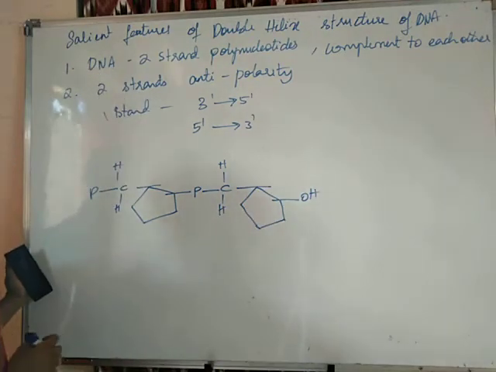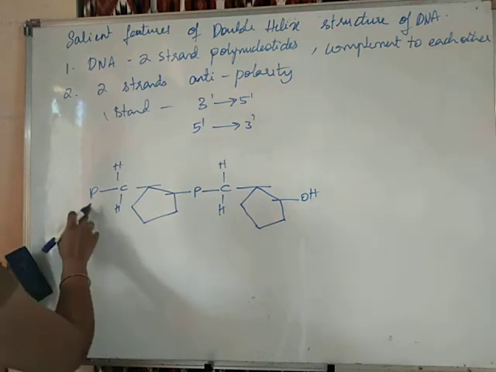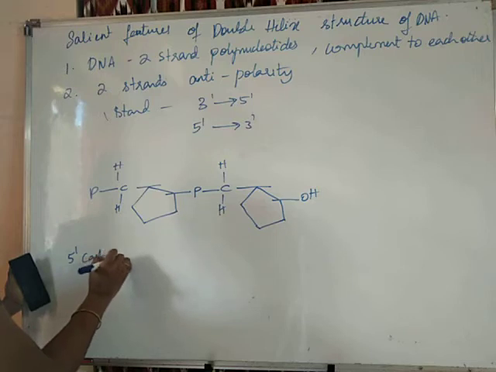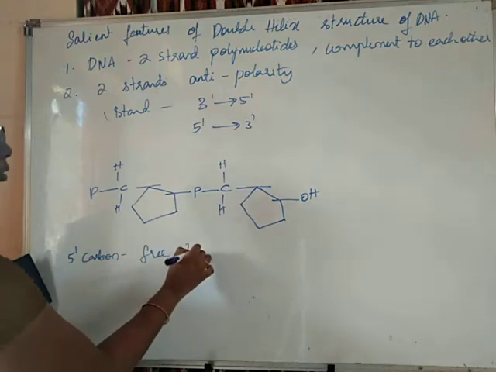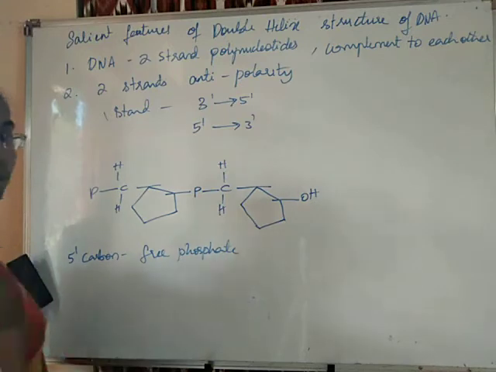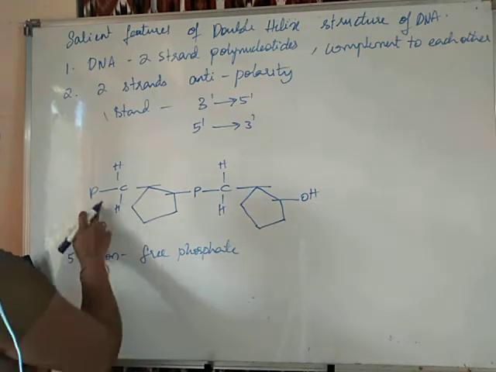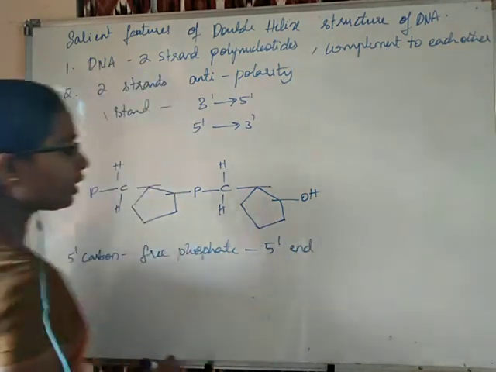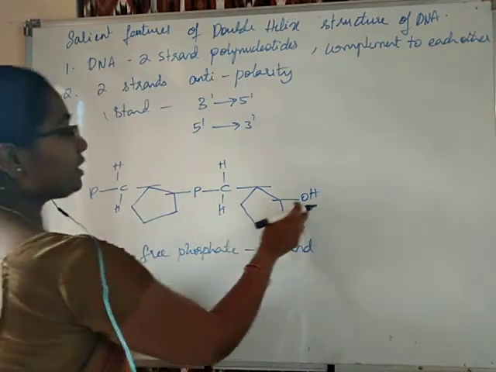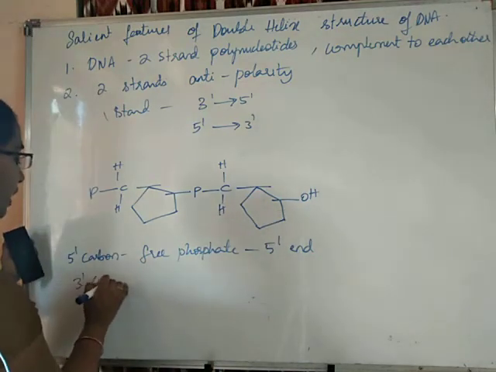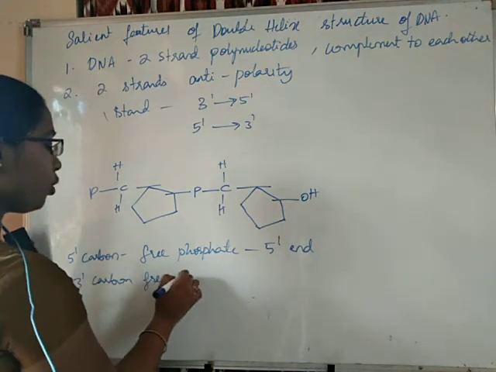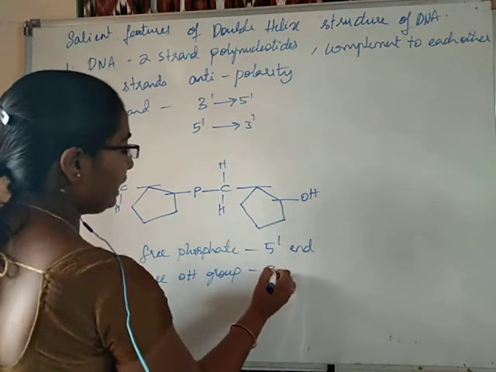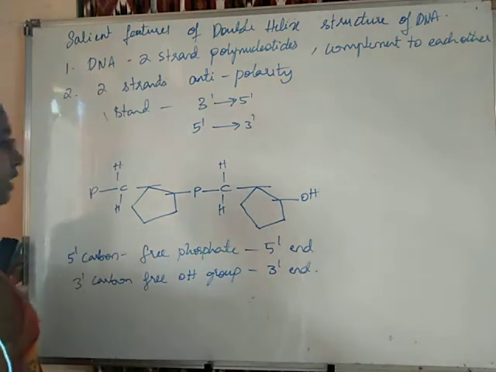So this is how a DNA strand will appear. On the fifth carbon on one side there will be a free phosphate group. This side is called the 5' end. On the other side, on the third carbon there will be a free OH group. This is called the 3' end.